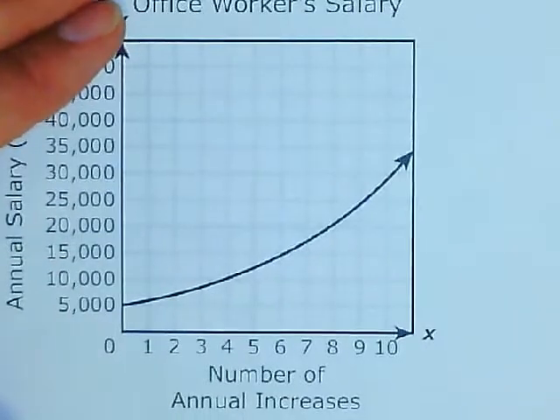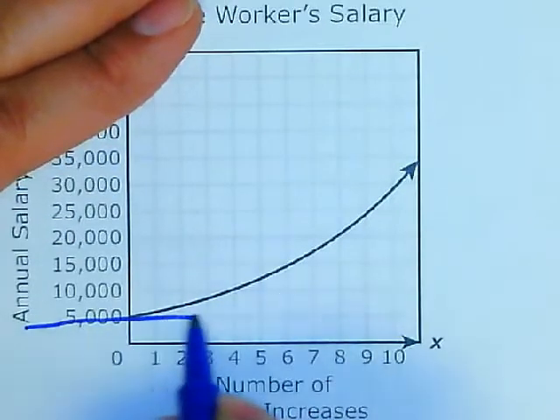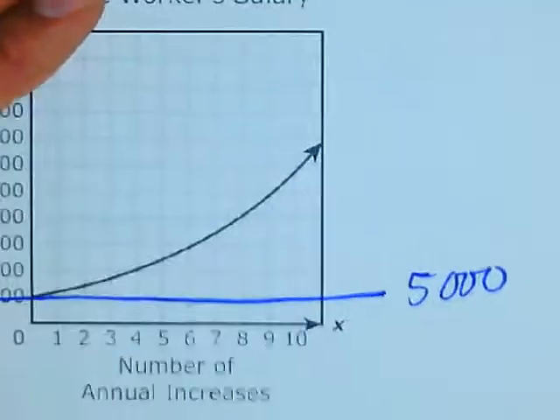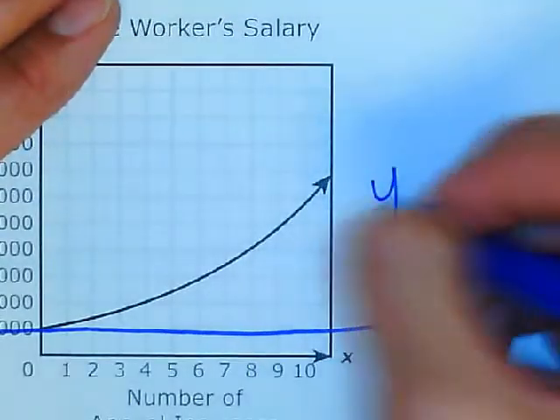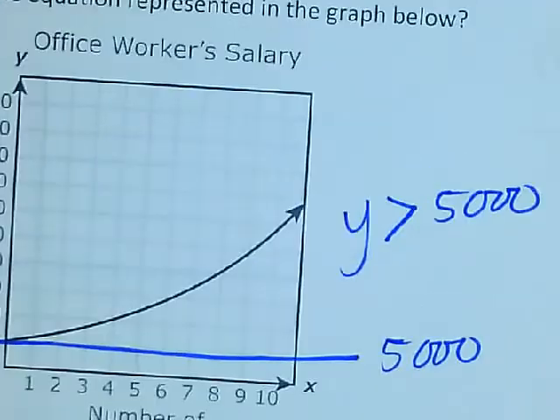So we're going to do another one really quick. This one's also exponential. This one is trying to approach this 5,000. So this would be the asymptote here. The function is above, so it would be y is greater than 5,000. Okay, just like that.